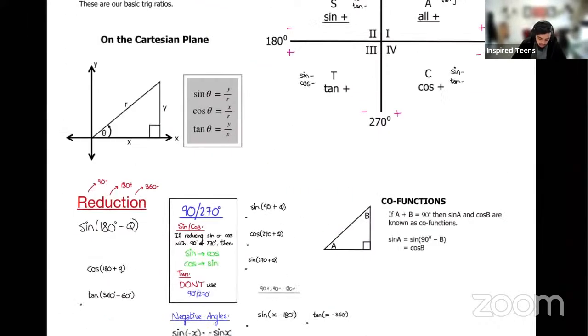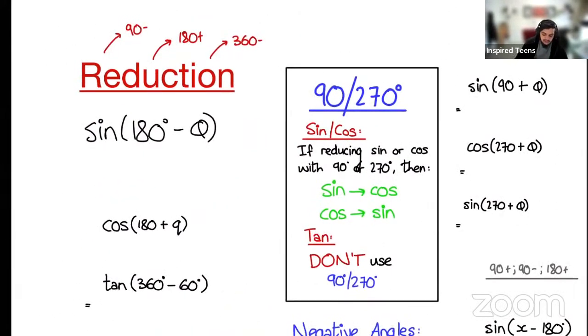Okay, so let's move on to reduction, right? We already discussed a little bit, like to say that these are reductions. Okay, so how do we solve for reduction? How do we reduce an angle? Okay, so it's really simple. And we're going to start off with this example of sine of 180 minus theta.